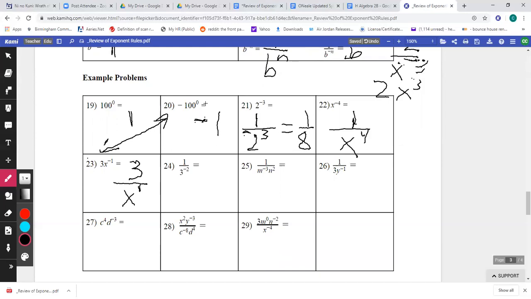1 over 3 to the negative 2, once again, the 3 to the negative 2 flips to the top, and so this will just become 3 squared.